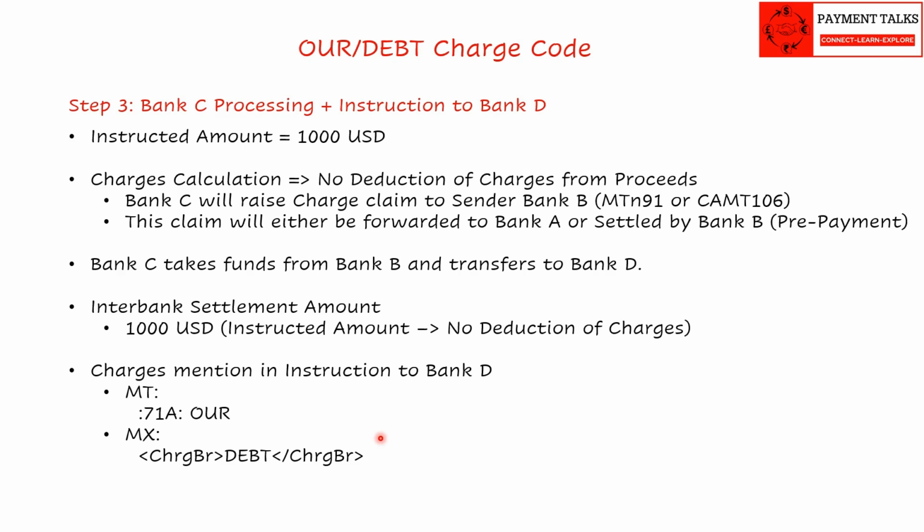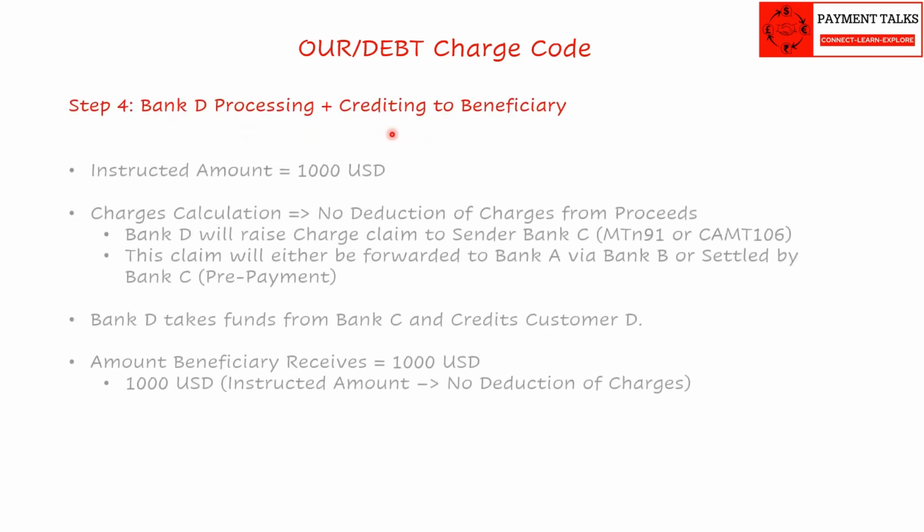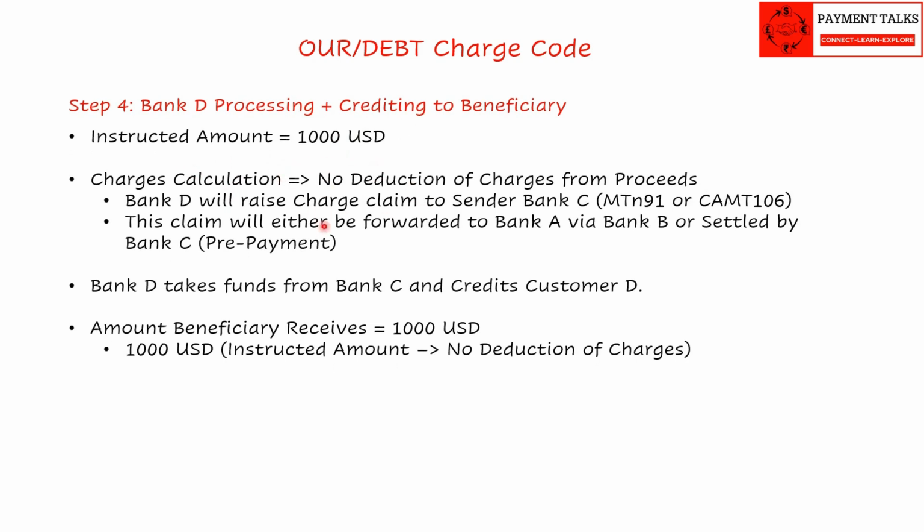Like Bank B and Bank C, Bank D cannot take the charges from the payment. It will raise the charge claim to sender Bank A via Bank B and Bank C. Bank D, having received the funds from Bank C, will now credit the beneficiary the interbank settlement amount of 1000 USD, which is also the instructed amount, with charge code OUR. The customer will receive the full 1000 USD and the sender will pay all the charges.